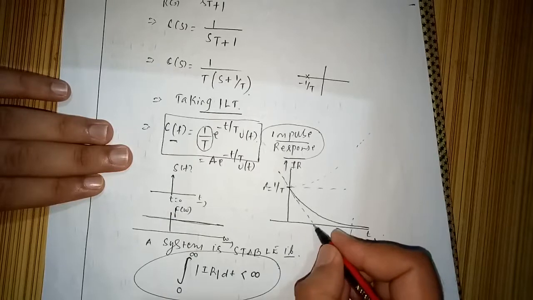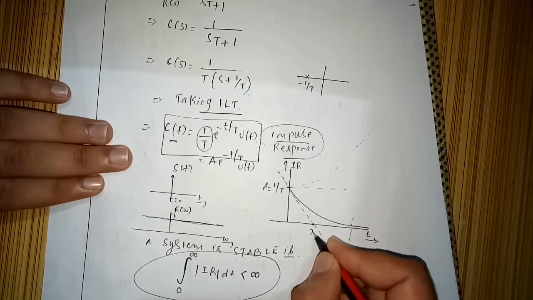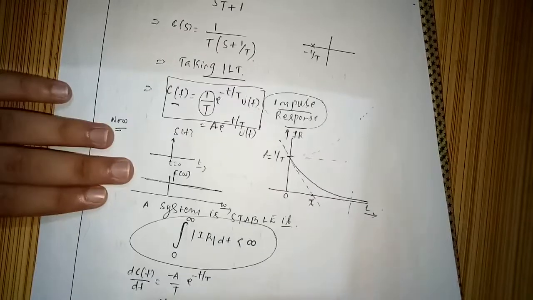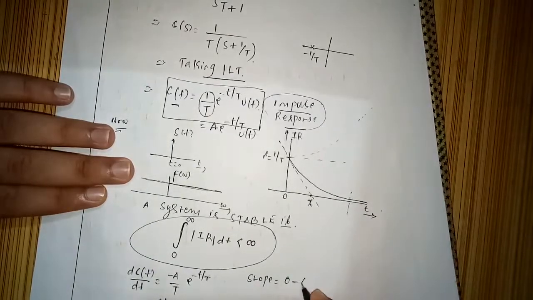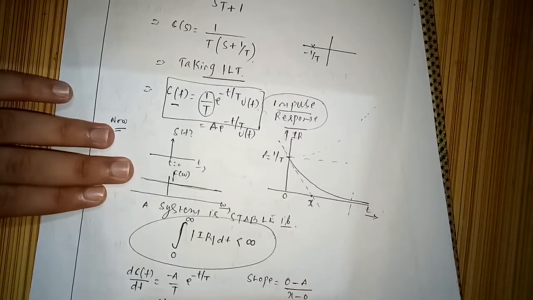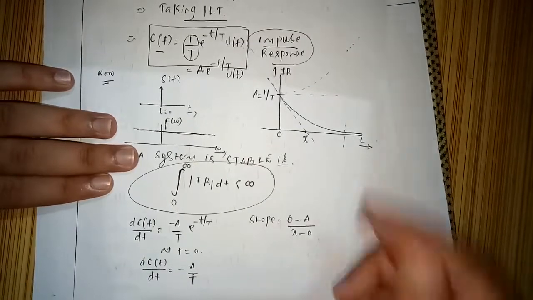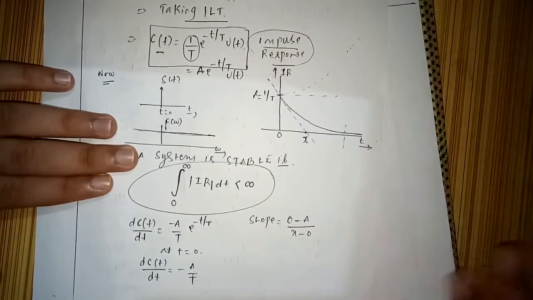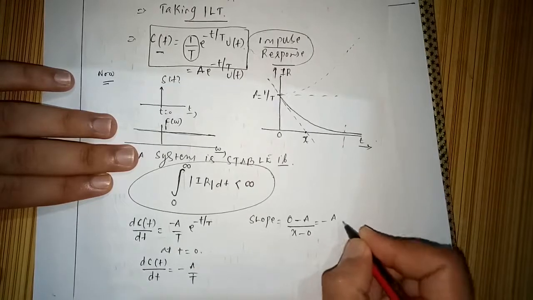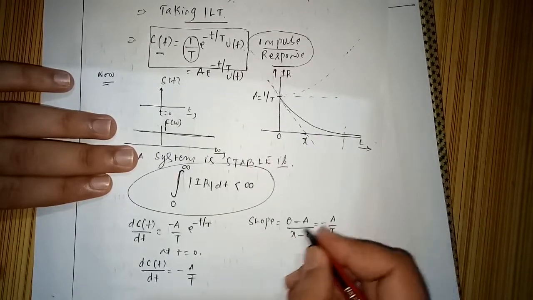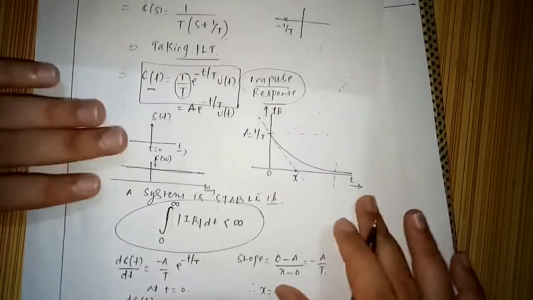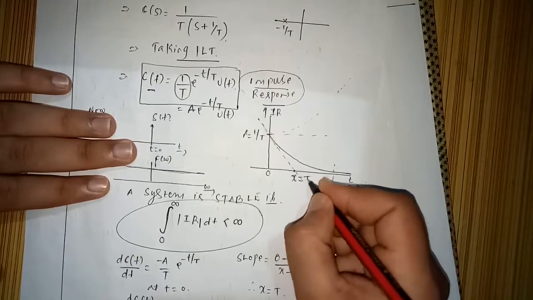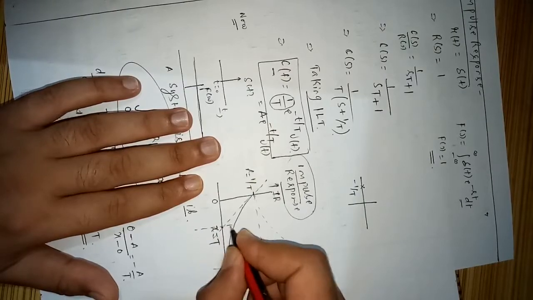So how do we find this? Let's say this is x and 0. How do we define slope? As (0 - a)/(x - 0), right? That's how we define slope, (y2 - y1)/(x2 - x1), which will be equal to -a/T. So these both will cancel out, therefore x is equal to T, right? So x is equal to T. So let's represent this point, x is equal to T.